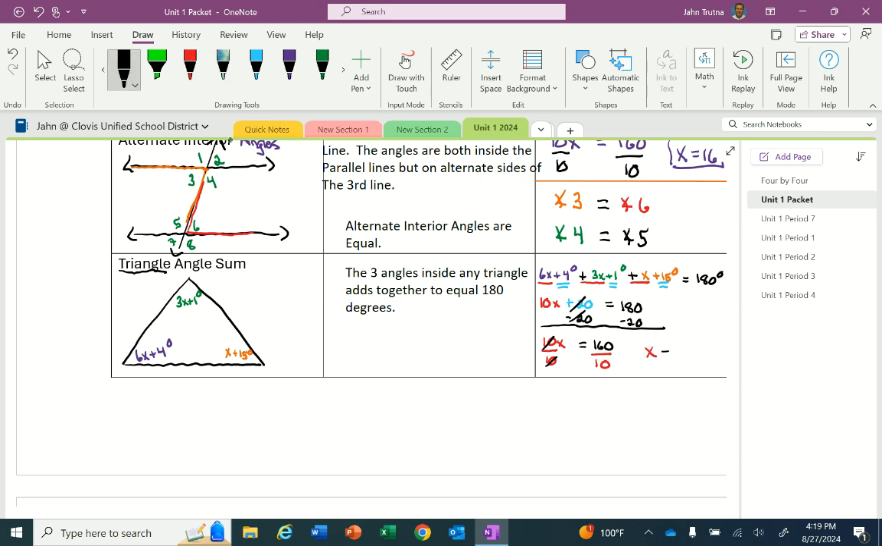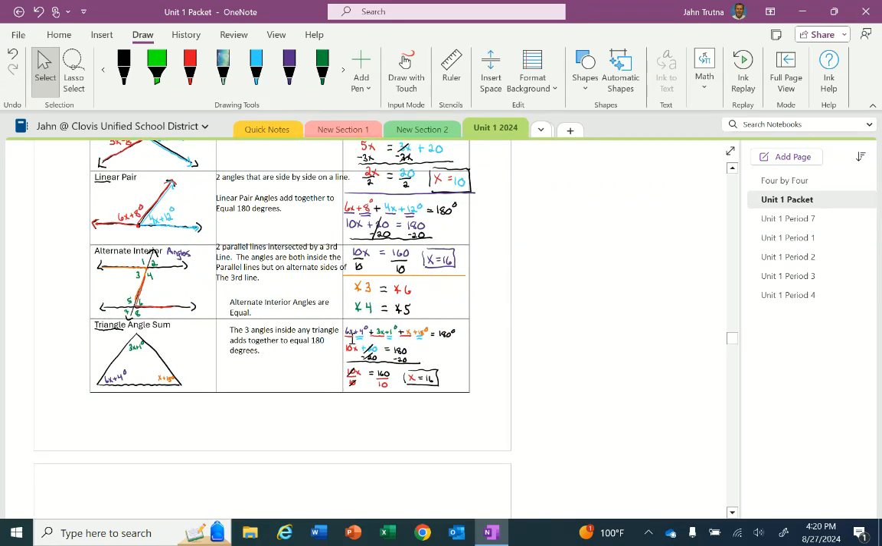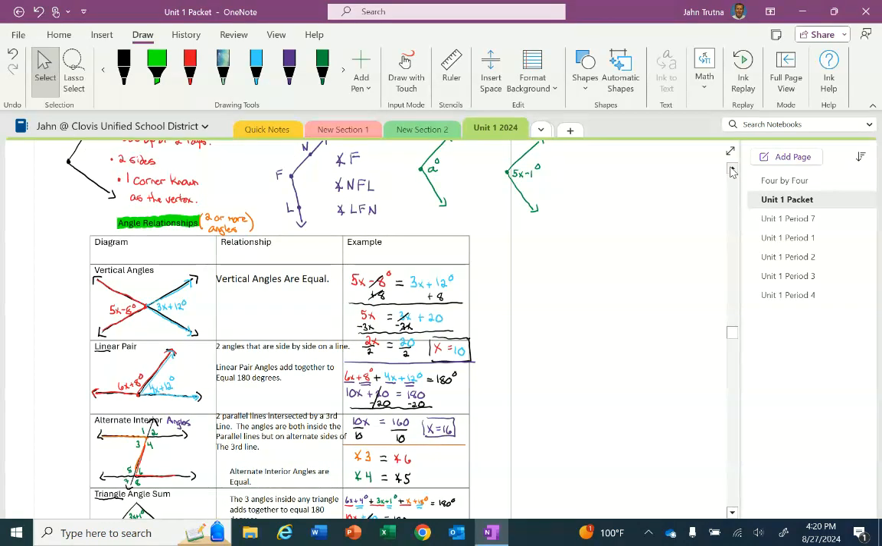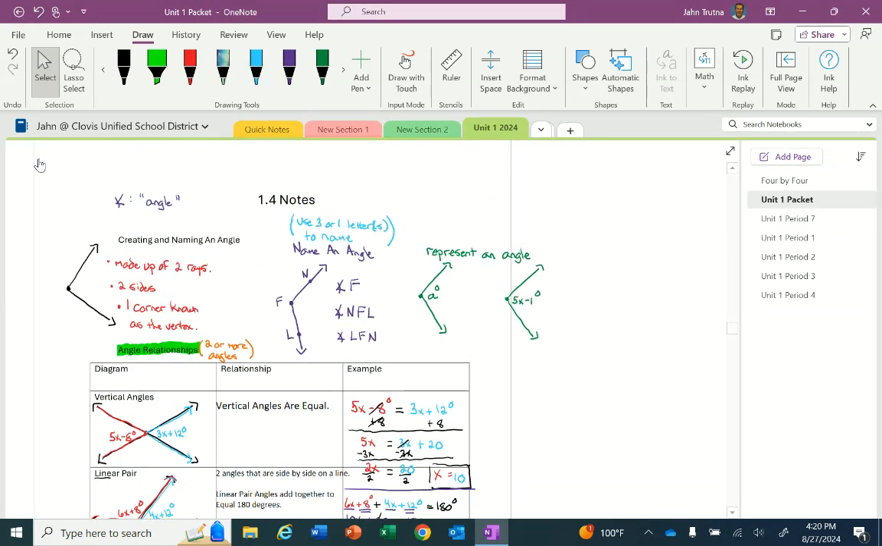Okay? So these are the relationships that you're going to be looking at in your homework tonight, in your assignment, and then you're going to be using the relationships to create equations. You're always going to be looking for the triangle angle sum, or alternate interior angles, or linear pair of angles, or vertical angles. There's the notes on 1.4.